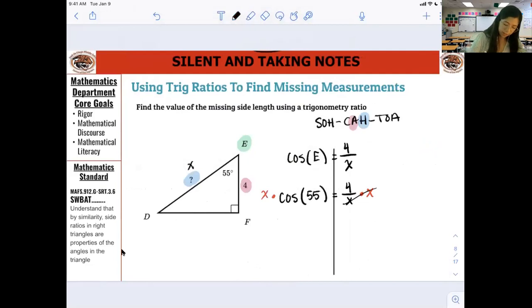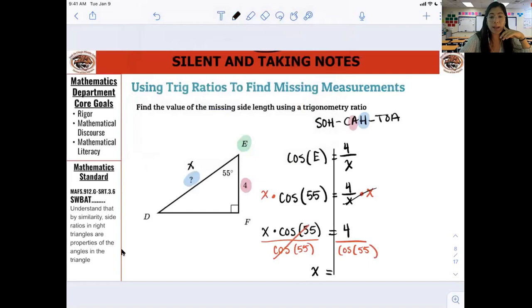Because what that does is that brings my X out of the denominator and brings it to the opposite side. So now I have X times the cosine of 55 equals 4. But I need X to be by itself, so what should I do to both sides to get X by itself? Yeah, we're just going to divide both sides by the cosine of 55. Because it's going to cancel those out, and I'm going to be left with X.